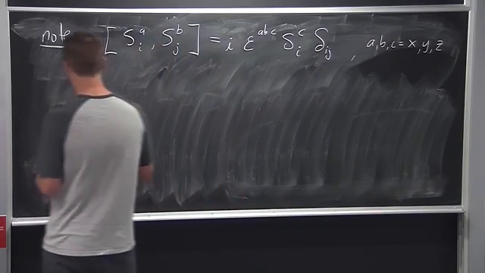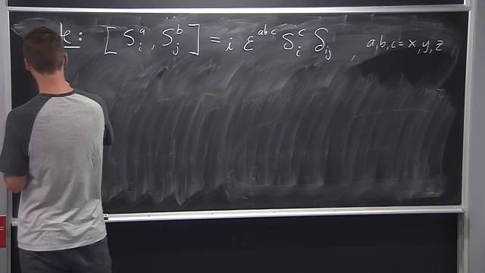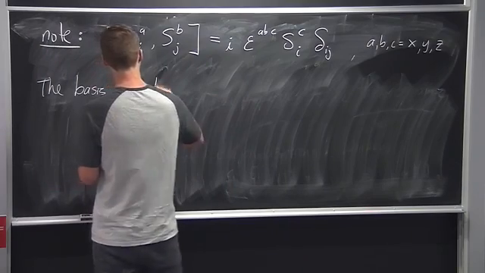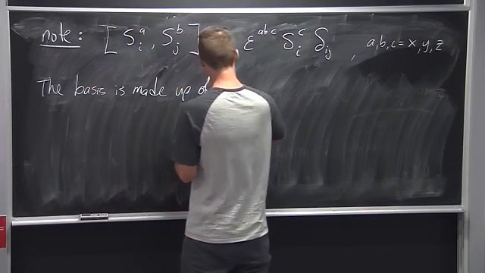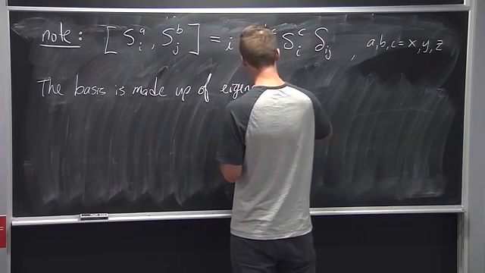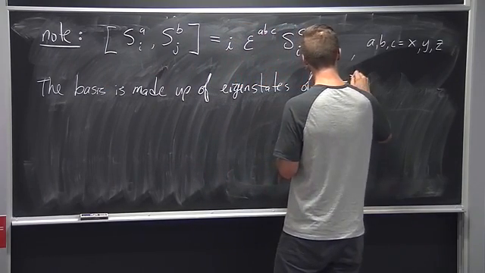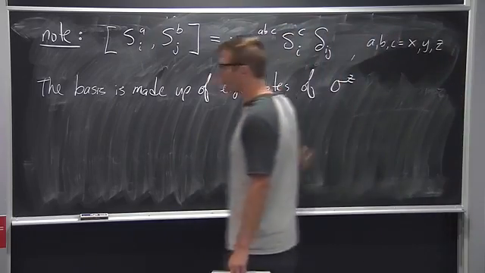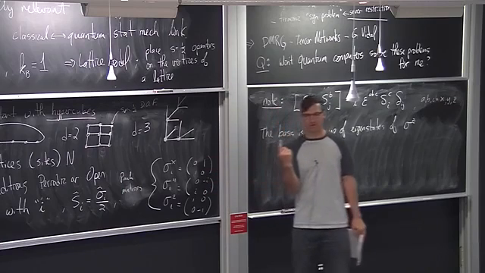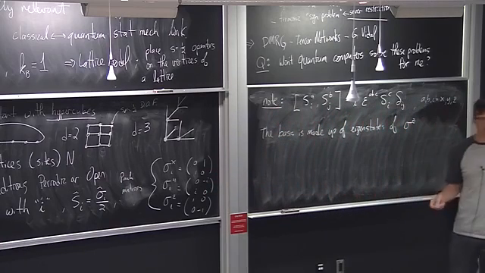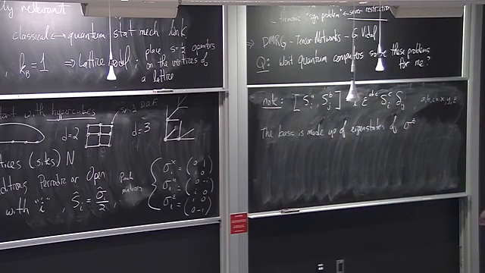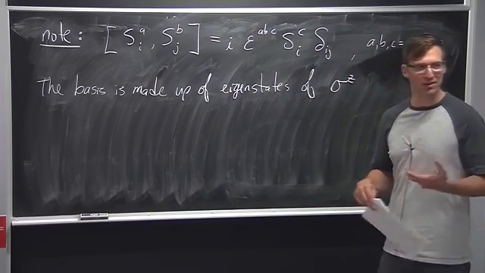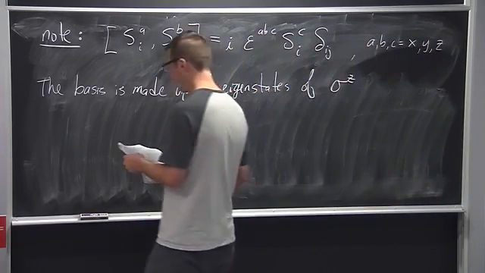So the basis state will be made up of the eigenstates of sigma z. Just as you choose a preferred axis for the angular momentum operator when deriving these matrices, we'll just choose sigma z as the basis, but you don't really have to. It's an arbitrary choice. It's just convention again, right?